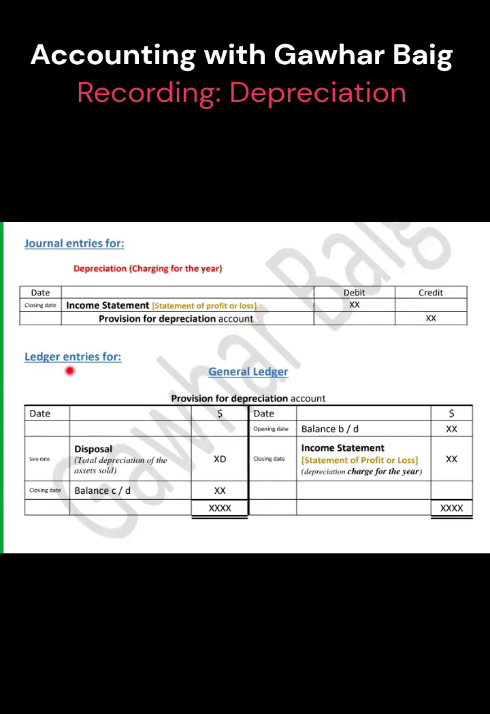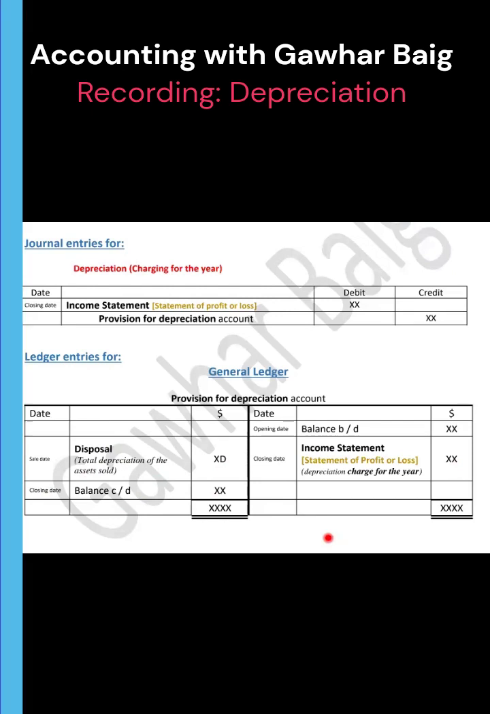As for the ledger entries, you have within the general ledger the provision for depreciation account. On the opening date, you have the balance b/d, which should be given in the question. On the closing date, you have the income statement or statement of profit or loss, which is the depreciation charge for the year. Then you have the disposal, which is the total depreciation of the assets sold. And on the closing date, we have the balance c/d, which will ultimately be brought down in the T account.